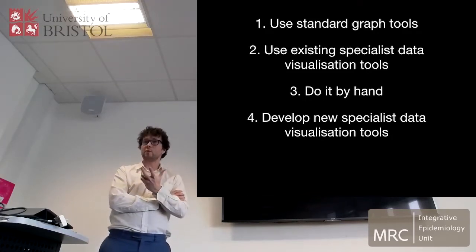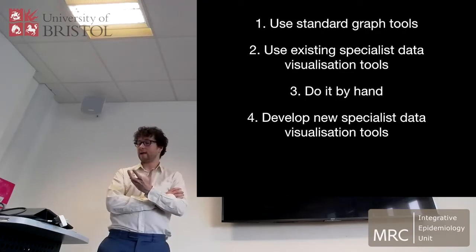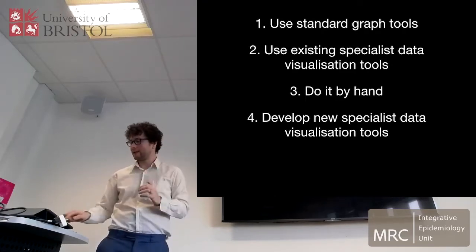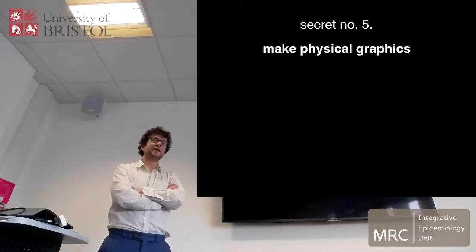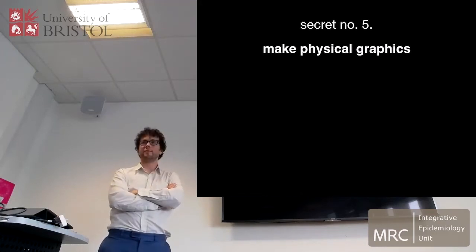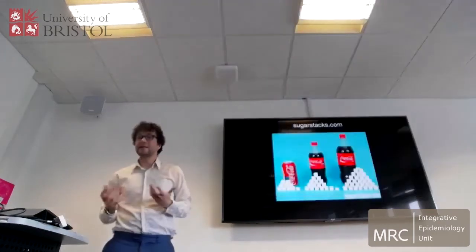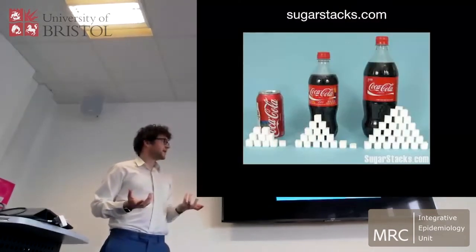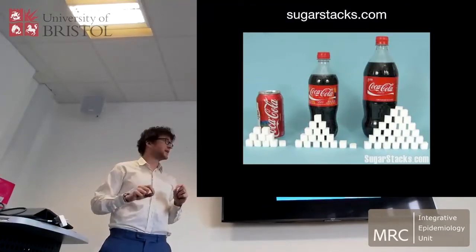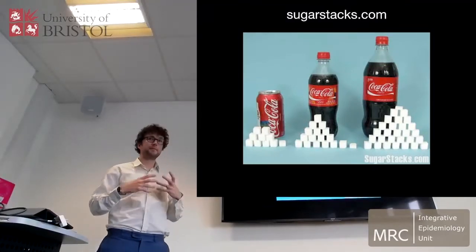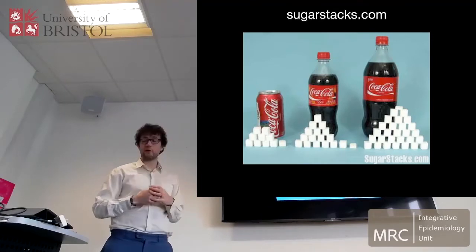But if that really turns you off and you're not sure how you're going to get access to any of that, there is a secret number 5, which is, I've been quite interested in this recently, making physical graphics. A really simple example is the Sugar Stacks website, and they just get piles of sugar cubes and lay them out with soft drinks to show you how much sugar was in them.